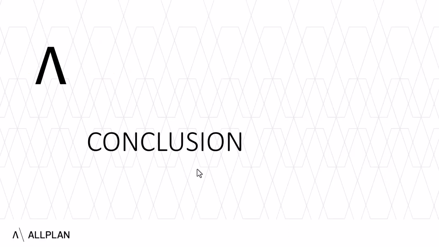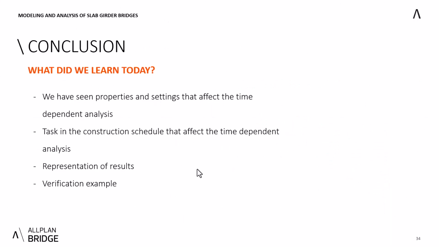So let's come to our conclusion. What did we learn today? What did we see today? So we have seen properties and settings that affect the time-dependent analysis. So we have been talking about material values, what affects concrete, what values from concrete affect the calculation, what values from pre-stressing steel. We have seen the important tasks in our construction schedule, how we define the construction schedule, how we can set different parameters for each phase.